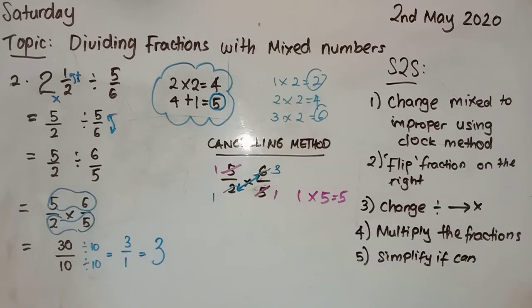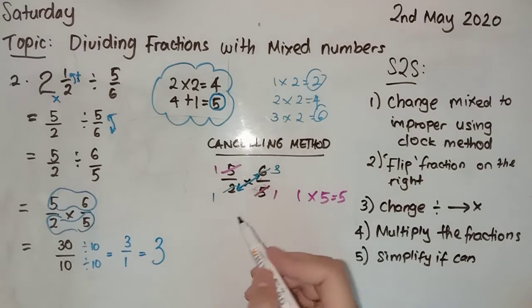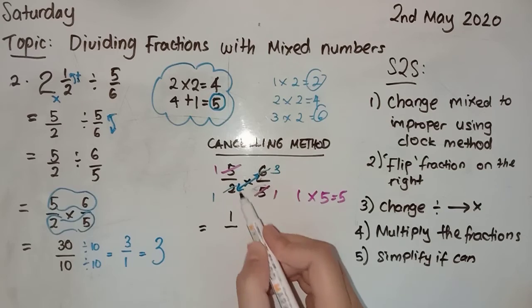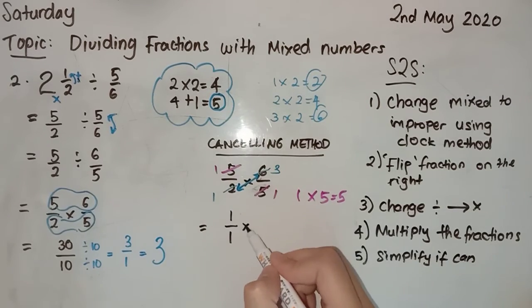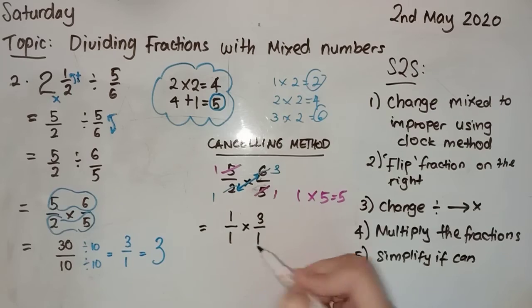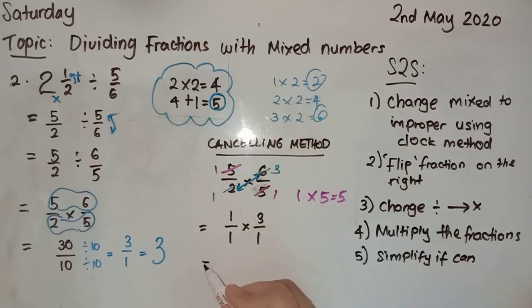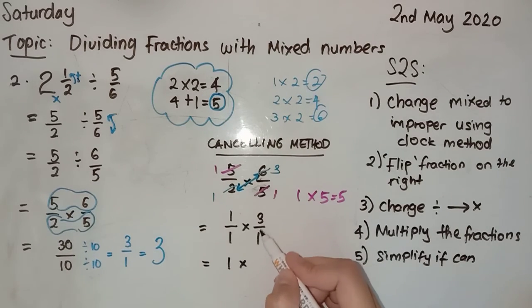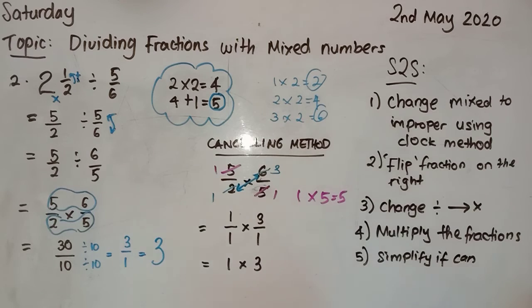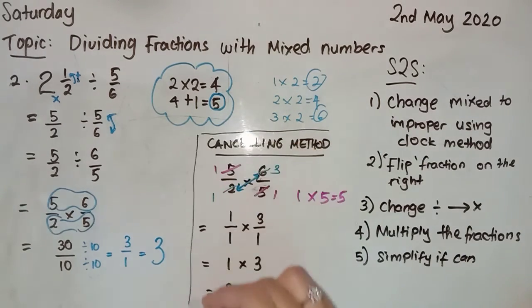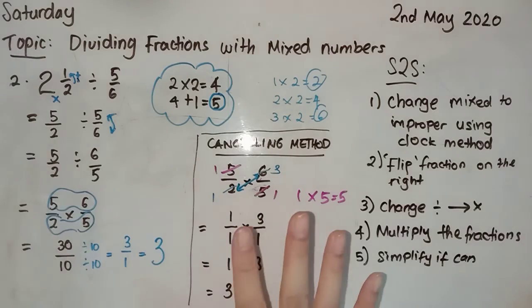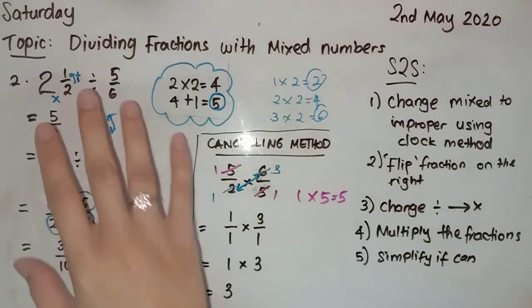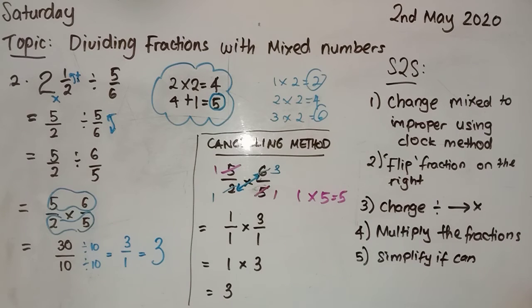Okay, let's see what is left here. What is left is 1 over 1 times 3 over 1. Okay, this is the same as 1 whole times 3. What is 1 times 3? 3. Your answer should be the same. Okay, but this cancelling method is for those who are confident only. If you're not confident using this, it's fine. You can use this method step by step, one by one.